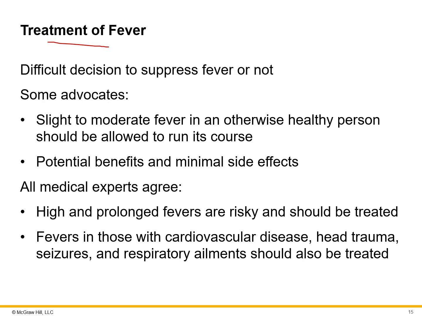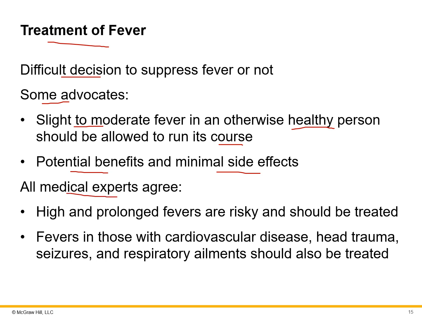Now, the treatment of fever, again, difficult decision. There are some advocates that even a slight to moderate fever in an otherwise healthy person should be allowed. Just let it run its course. It helps get rid of that. So there are potential benefits and minimal side effects.